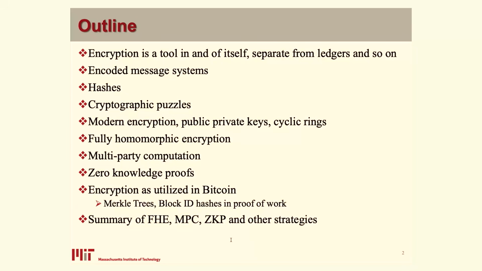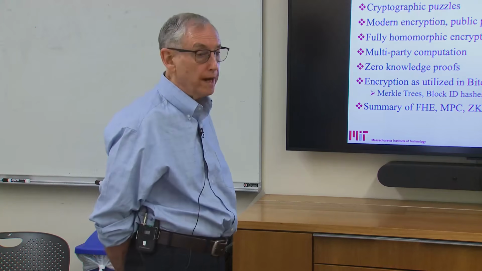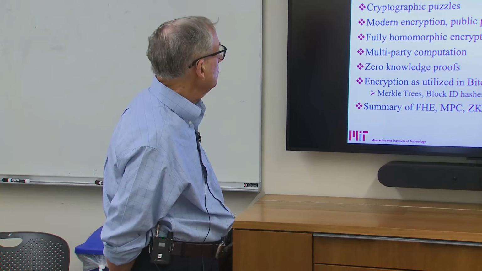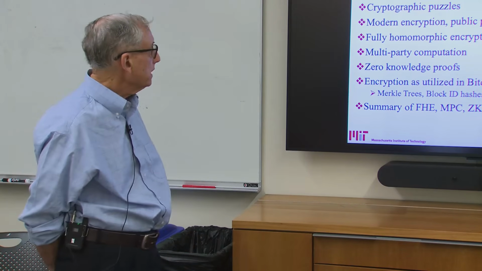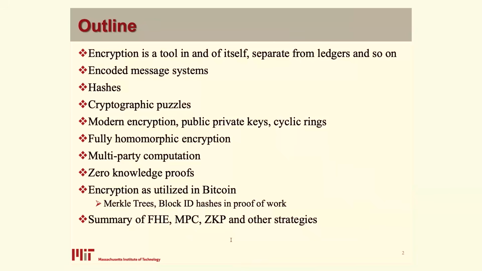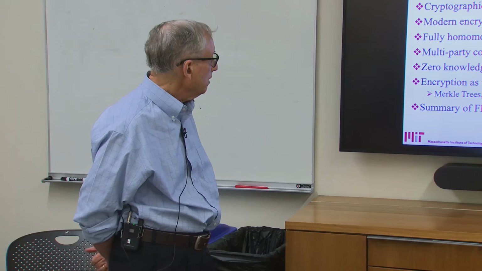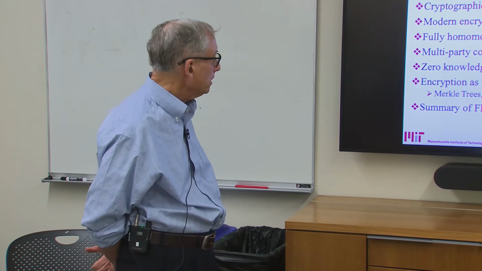I have a slide on that, and then we'll come to 3 interrelated concepts: encoded message systems, hashes, and cryptographic puzzles. And then I'll circle back to modern encryption, which uses public and private keys, giving you an example of cyclic rings. And then we'll go into fully homomorphic encryption, multiparty computation, and zero-knowledge proofs in terms of what they are and some notation.